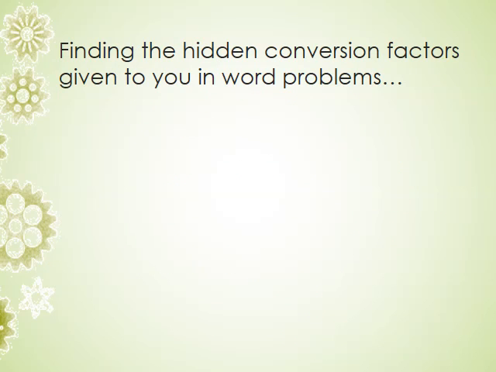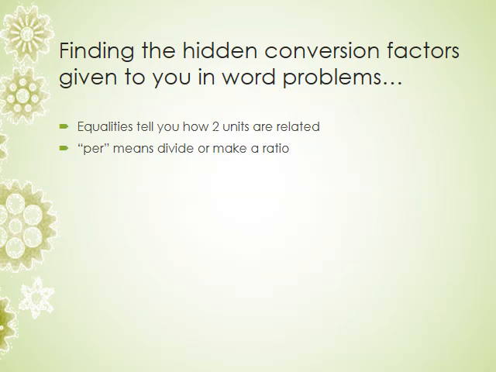Finding the hidden conversion factors given to you in the word problems can be a little tricky, but there are some key words. If you're given anything about an equality, you see something in parentheses saying something is equal to something, that's telling you how two units are related. If you see the word per, it officially means to divide or make a ratio, and it's really relating the two things. The per is relating the thing that was written before the per to the thing that's written after the per.